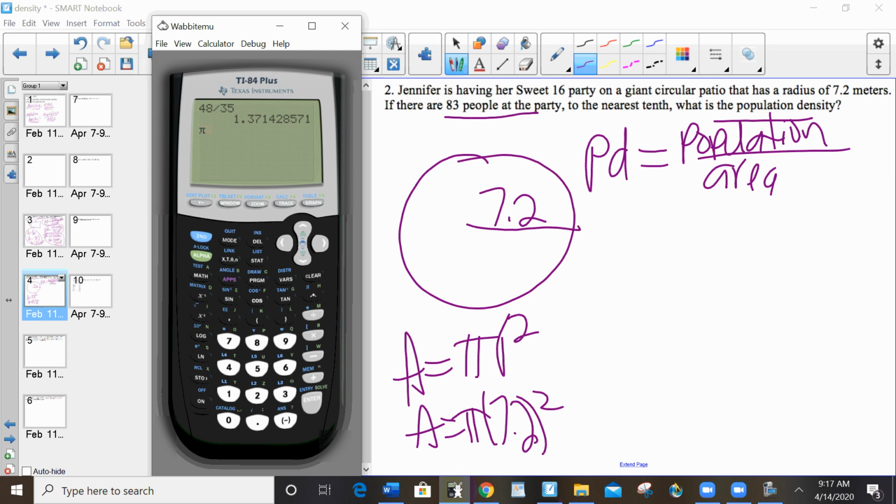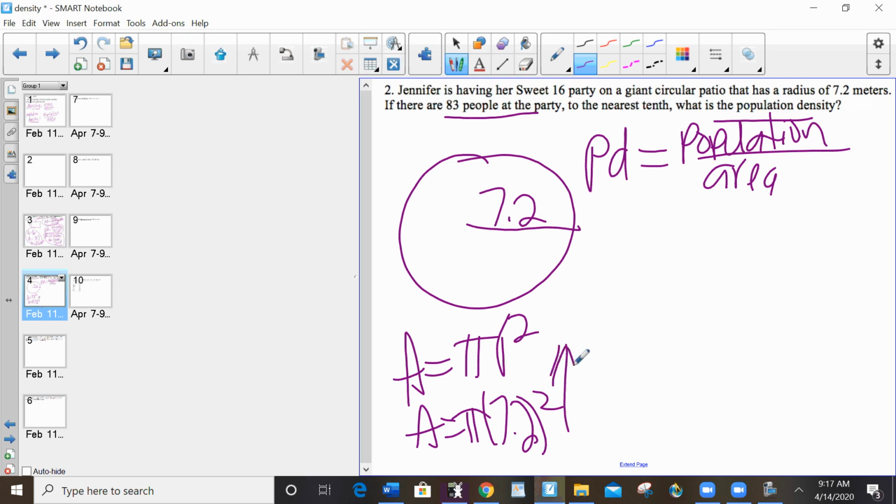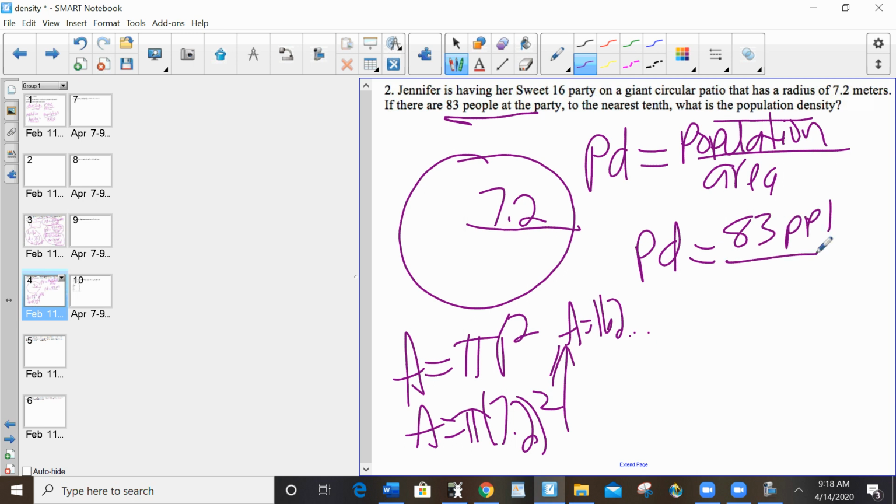Because it says to round, I'm going to type the pi in. I have 162 dot dot dot. So my population density, well, the population, there's 83 people over 162 dot dot dot meters squared. I divide them.